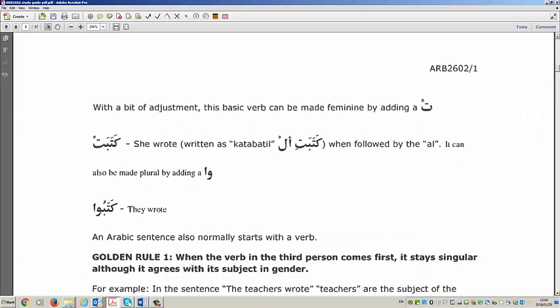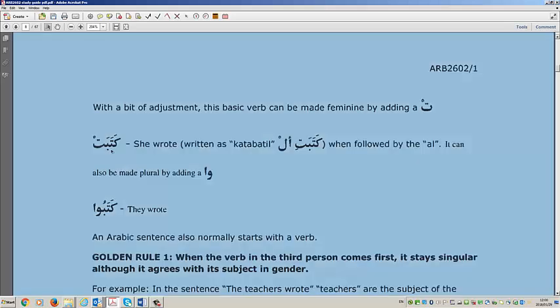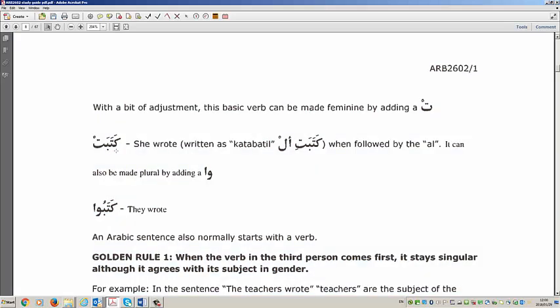Now we can start playing around with this verb. We can add this letter, ta, to it, and it becomes katabat, as you can see here. When it becomes katabat, it means "she wrote." So this addition of the ta makes it "she wrote" instead of "he wrote." It was kataba, he wrote, and now it's katabat, she wrote.